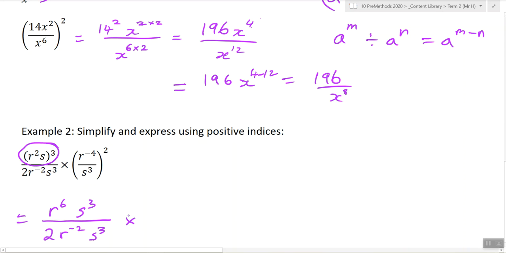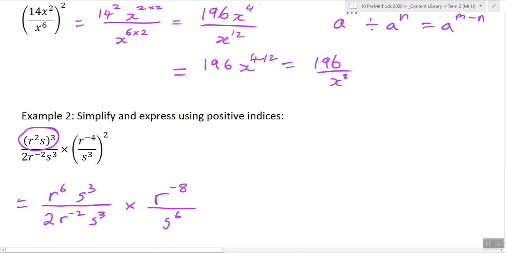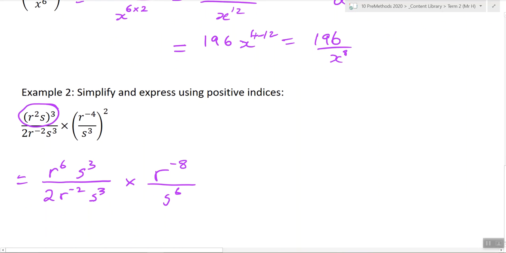I'm just going to do the brackets first. Okay, r to the power of -4 squared. What does that become? -4 times 2 is -8. All right, now we've got s to the power of 3 squared. Yep. Okay, so now I've got rid of the brackets. That's the first step I recommend. Now we can simplify.